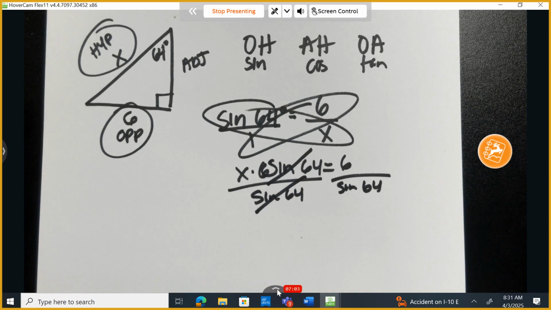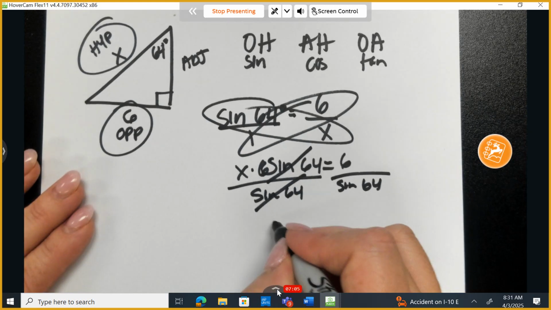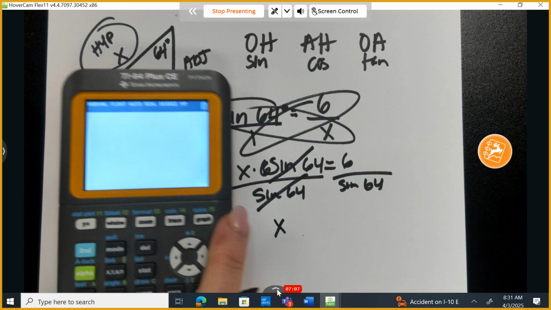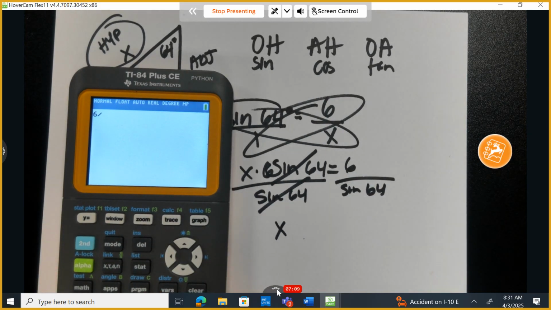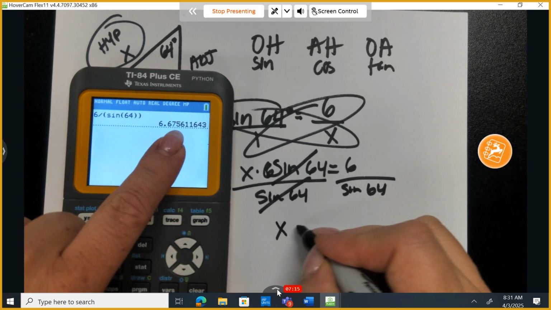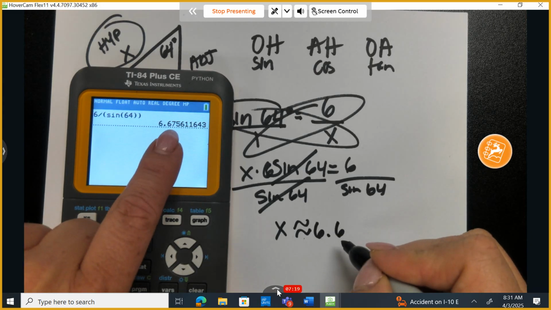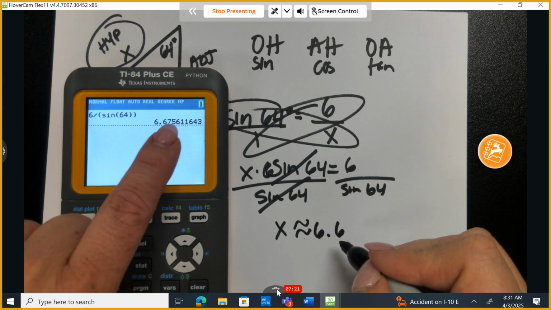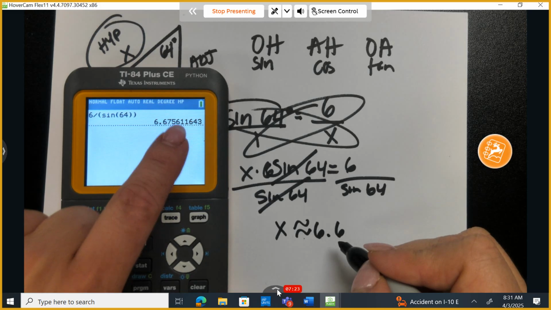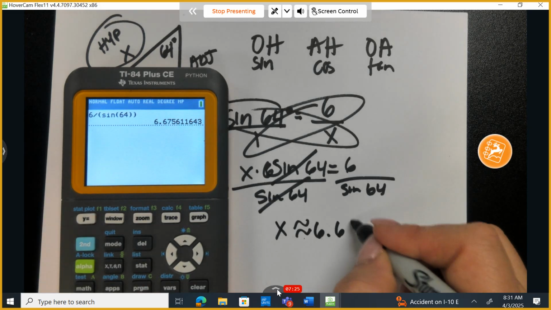The sines, you may think they just cancel out, but in reality, they're going to simplify to 1. And I'm going to grab my calculator, and how you plug this in matters. So after I do 6 divided by, I'm going to put a parenthesis and do the sine of 64. Using my parentheses, again, I'm going to have to round, so it's approximately 6.6. Now, do I keep it a 7 or do I bump it up? I'm going to bump it up because behind the 7 is a 5. 5 or greater, we bump up.